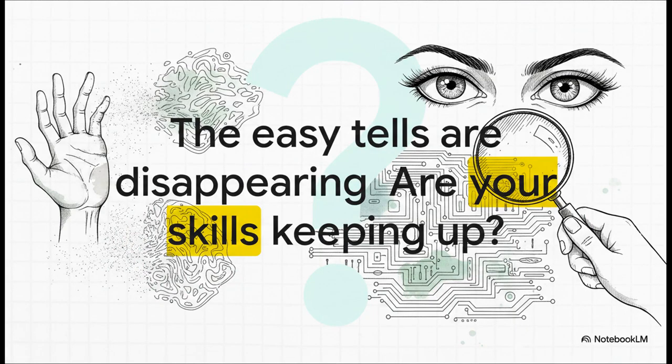For a little while there, spotting an AI image felt like a fun party trick, right? You just look for the super obvious stuff, the mangled six-fingered hands or those backgrounds that looked kind of melty. But yeah, those days are pretty much over. The easy tells are disappearing fast. AI is getting so much smarter, so much more subtle, and that means our skills have to keep up.